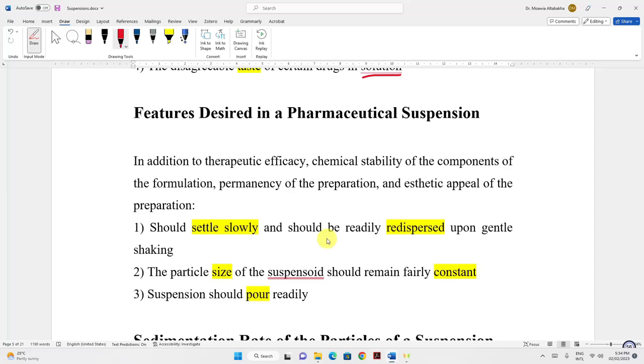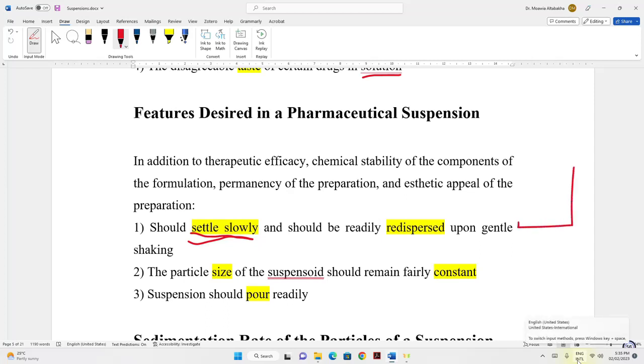Like if you want to prepare a suspension, then what is required? The first thing you require, of course, in addition, is that you want it to be therapeutically effective and chemically stable. In addition to that, you don't want the particles to settle easily, so the particles should settle slowly. That's what you like, because if they settle, I'll show you how.